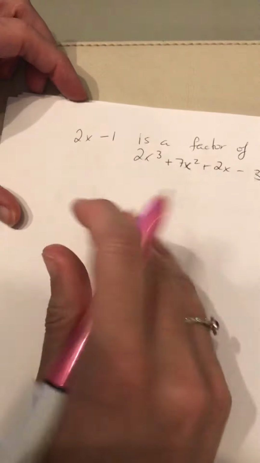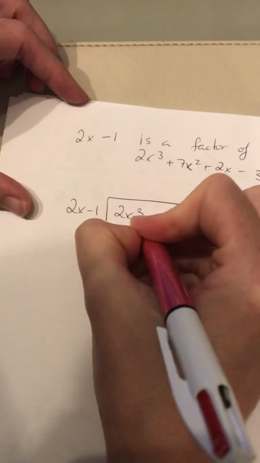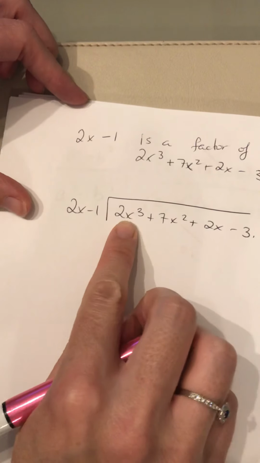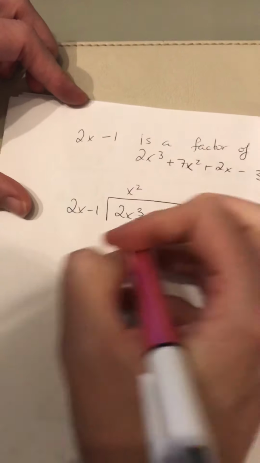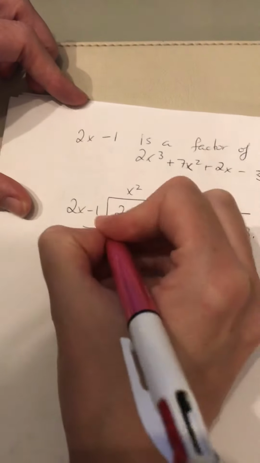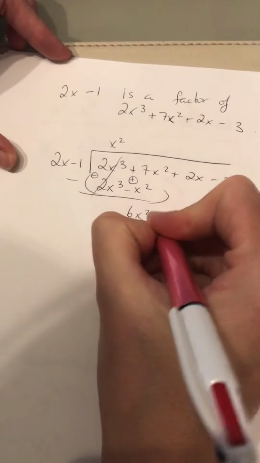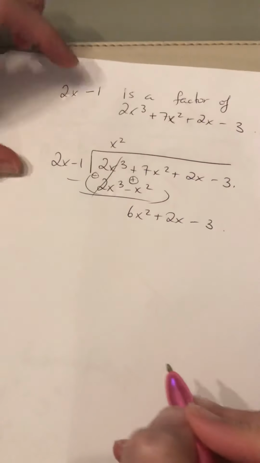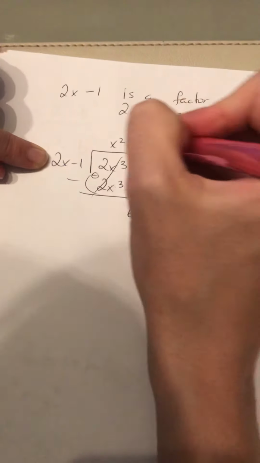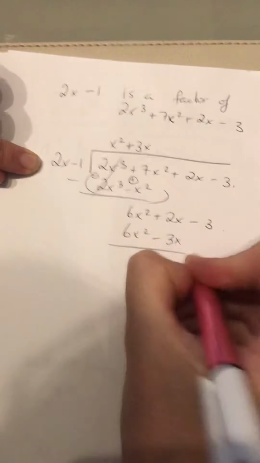Third question on the sheet is to show that this was a factor of this. 2 ways of doing this. If I have a factor, I can do long division. What do I multiply 2x by to give me a 2x cubed, x squared. Multiply this out and subtract. That gives me 6x squared. And I take down the rest of my sum. Once you've that bit done, you know you can do the rest. So what do I multiply 2x by to give me 6x squared, 3x. So that's 6x squared minus 3x, and I subtract.